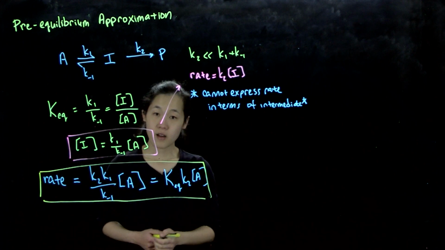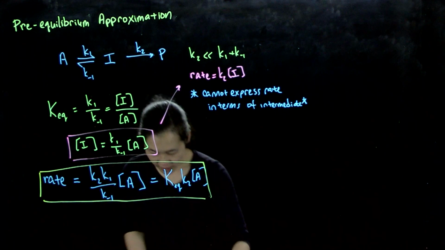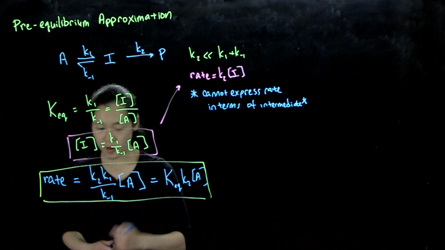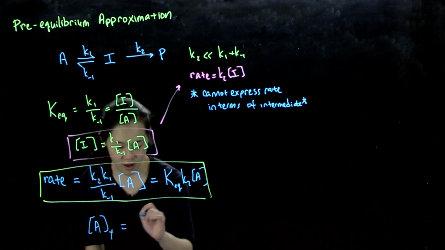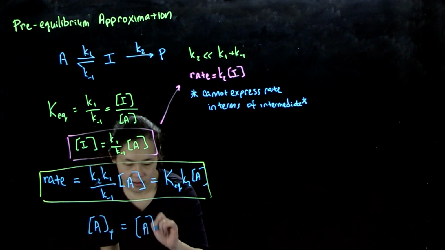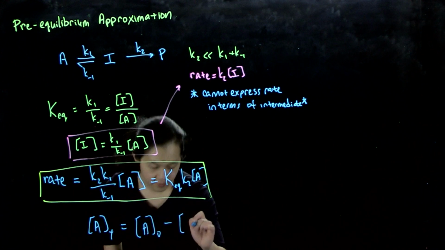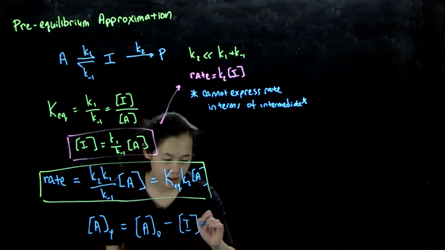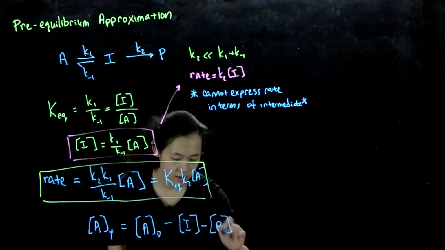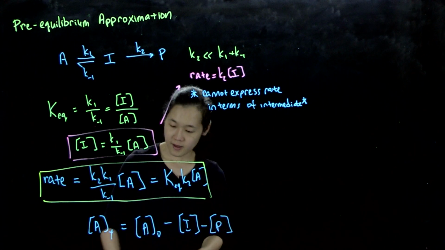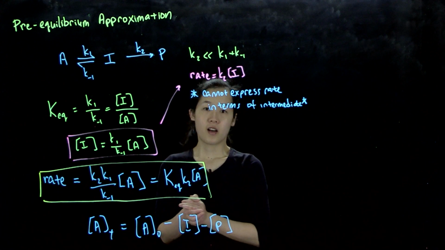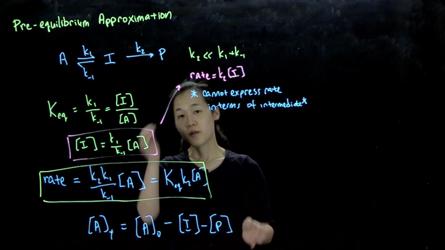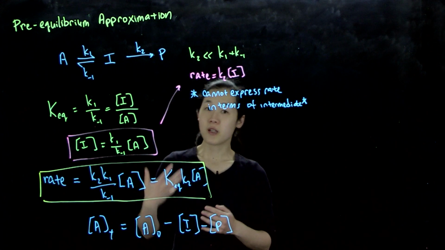One thing that you could solve for later on would be, we could always express A at time t as our initial concentration of A minus the concentration of I minus the concentration of product. So these are approximations that you might use if your reaction appears to be first order.